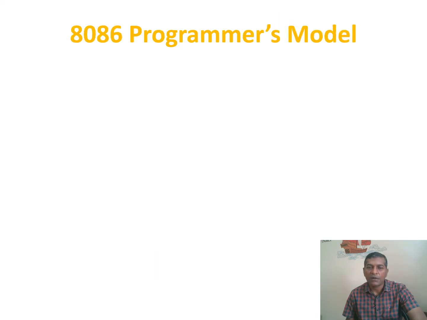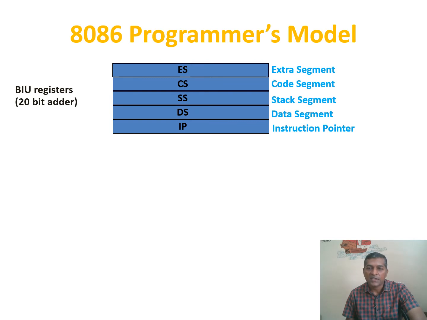As I said, we'll just revise a few things: the extra segment, code segment, stack segment and data segment registers. These segment registers hold the starting address of the segments. A segment is nothing but a part, say 64 kilobytes. If this is 1 megabyte of memory, then the memory is divided into a number of parts, and each part is known as a segment. The starting address of each part will be stored in the respective segment registers.